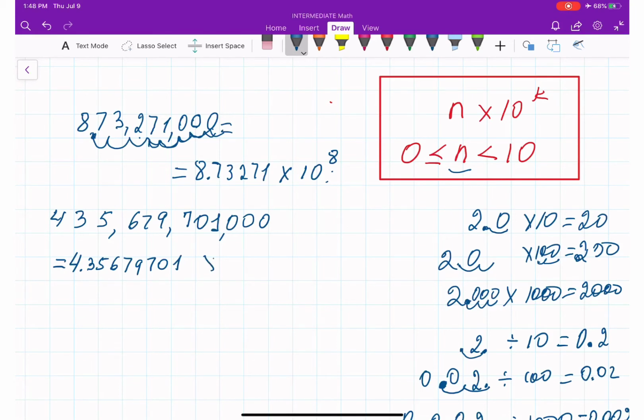So times 10 to power how much? I put the decimal here. So it's going to be 1, 2, 3, 4, 5, 6, 7, 8, 9, 10, 11. So 10 to power 11. Okay, let me clean this so the original one won't be in the way. All right. Okay. Next.